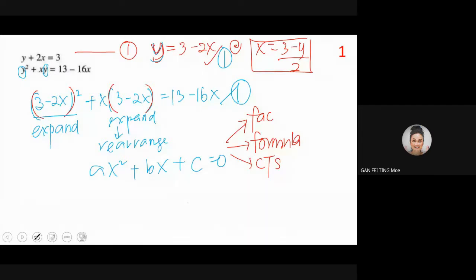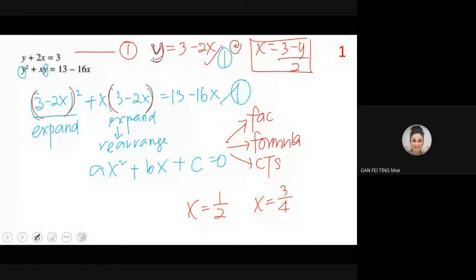For example, you have x1 equals 1 over 2, and x2 equals 3 over 4, let's say. Then you can make it 2x minus 1 as the first bracket, and 4x minus 3 as the second bracket. Then you multiply, and get it equal to 0. For integers and fractions, you may continue with factorization.